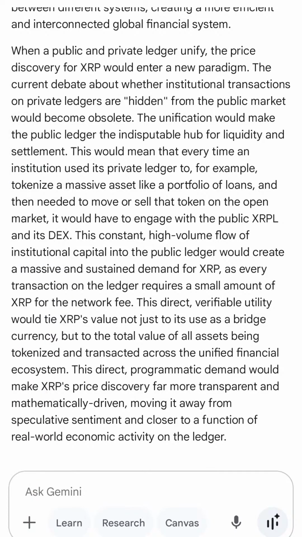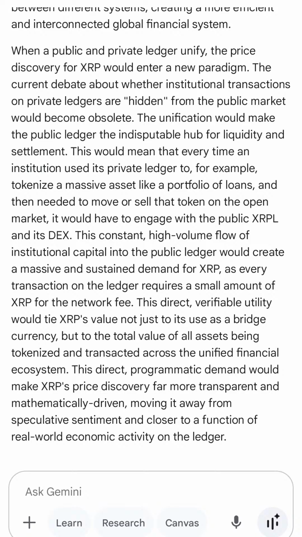When the public ledger and private ledger unify, the price discovery for XRP would enter a new paradigm. Oh gosh, a paradigm, folks! Now check this out. It's funny how it says paradigm, right? Because we have another one. We have Grok, who uses the same description of a scenario.